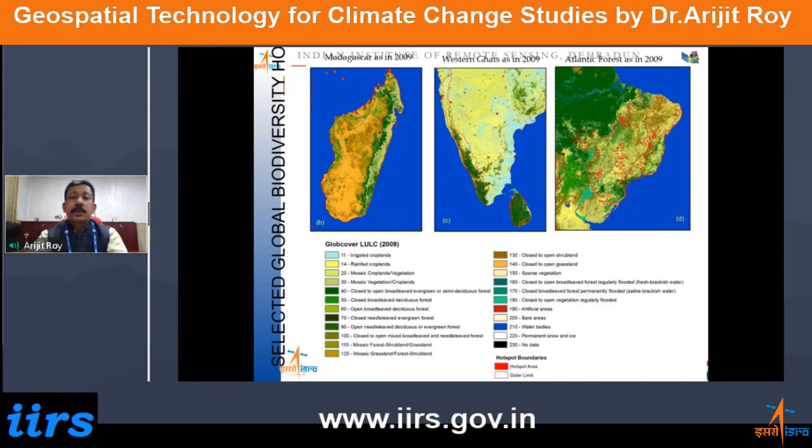So these are some of the biodiversity hotspots. As we see on the left, we have Madagascar, then we have the Western Ghats, and the Atlantic forest of Brazil. The concept that these areas have lost more than 70% of their natural vegetation cover means these areas are under tremendous anthropogenic pressure.